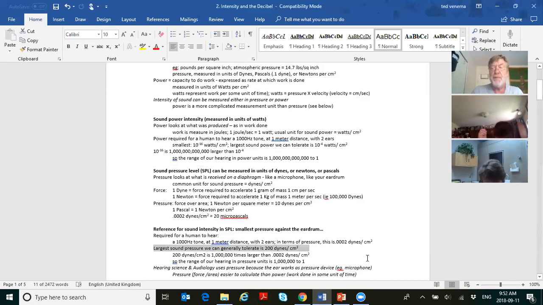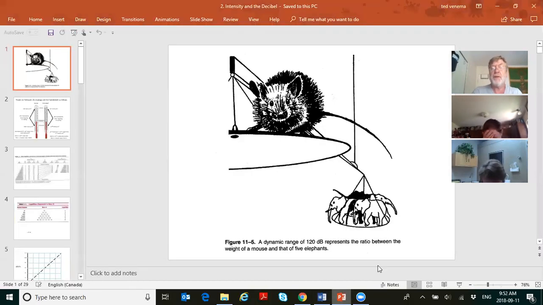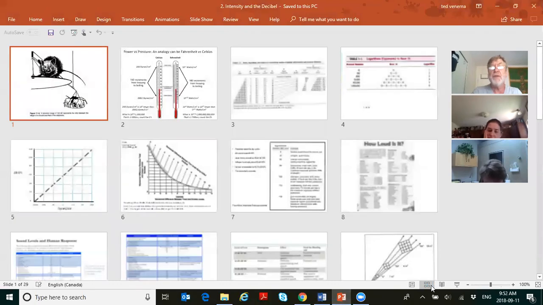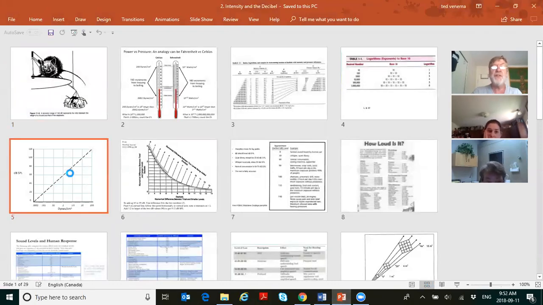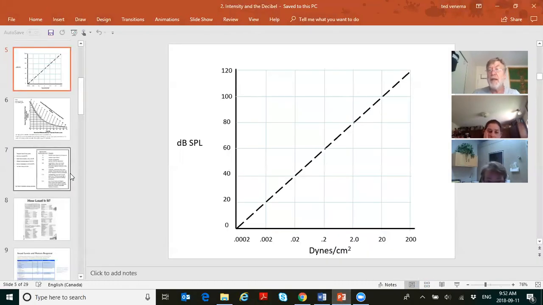So let's do it. And I'm going to show you a picture. Look at the graph. You got to read graphs in this field because hearing aids are often read on graphs. So let's talk turkey here, okay? 0.0002 dynes per centimeter squared. They called that 0 decibels, SPL.